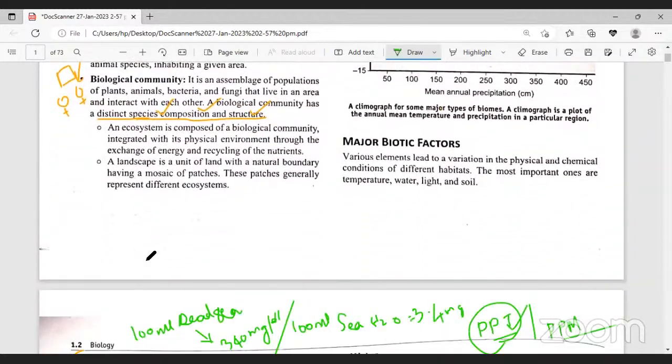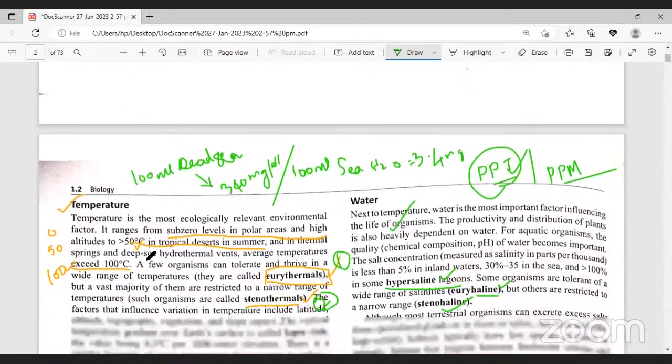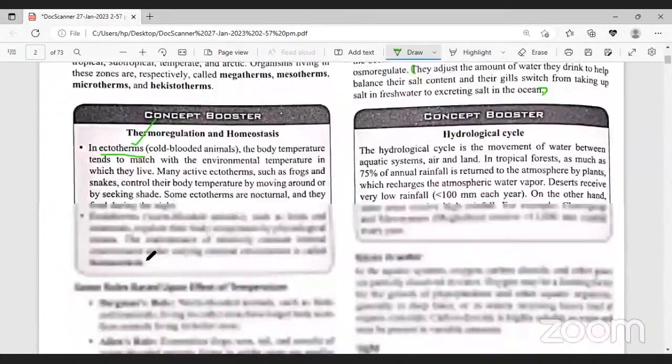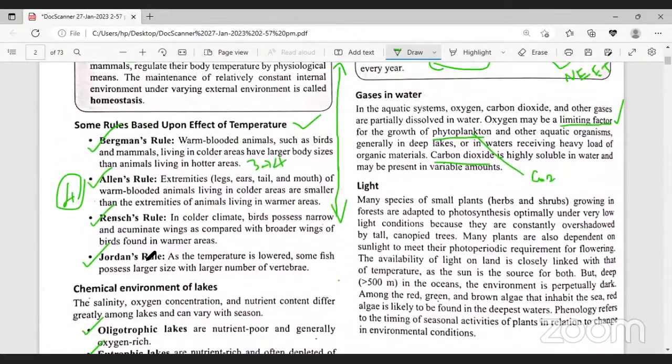Then the important things: there are four major abiotic factors, namely temperature, water, light, and soil. Today we discussed temperature and water, and also the chemical environment of lakes, and some rules based upon the effect of temperature. Four rules have been reported: Bergmann's rule, Allen's rule, Rensch's rule, and Jordan's rule. You must note that Bergmann, Allen, and Jordan are very, very important, because each has a specific rule. Only then can a living organism survive in lower temperatures as well as warm temperatures.